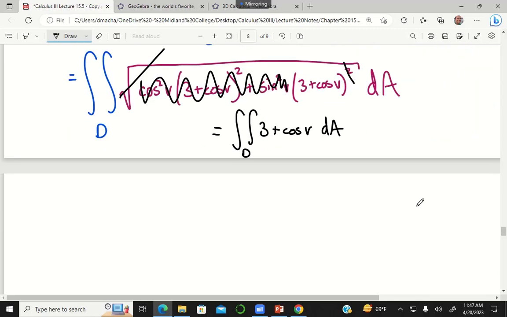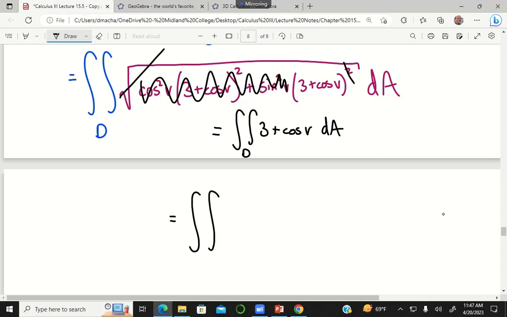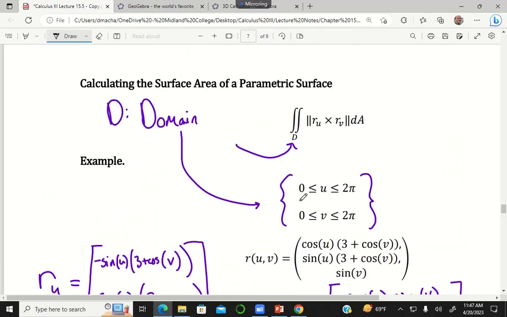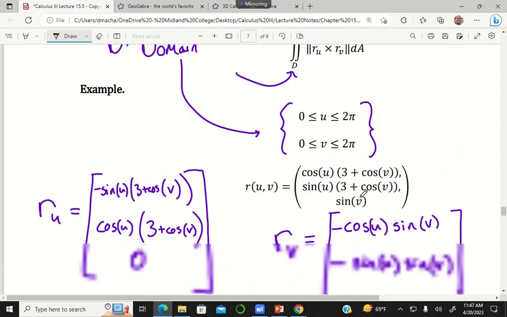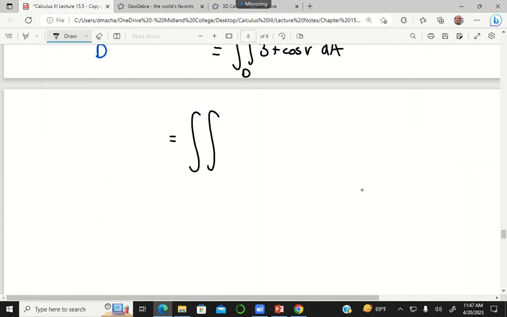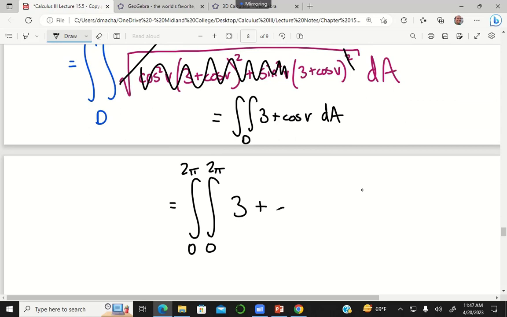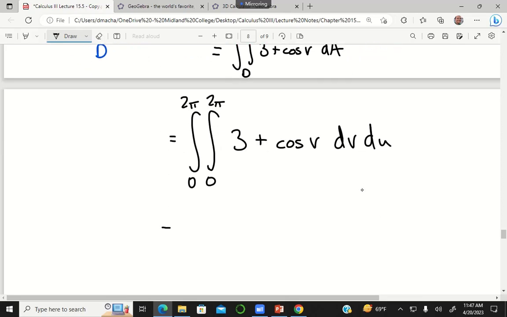At this point, we've got to choose an order of integration. Do we want to do du dv, or do we want to do dv du? Both u and v have really nice constant lower and upper bounds. It's always 0 to 2 pi for both of those. So here's 0 to 2 pi, 0 to 2 pi. Let's go ahead and just knock out taking the antiderivative with respect to v first. And if that doesn't work, then we can always swap it and try again.